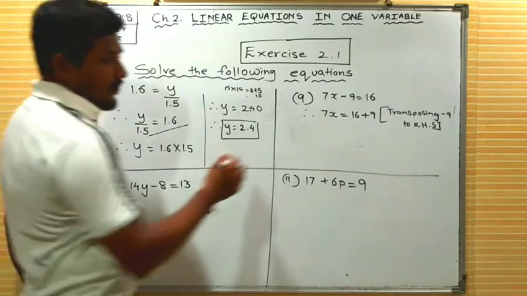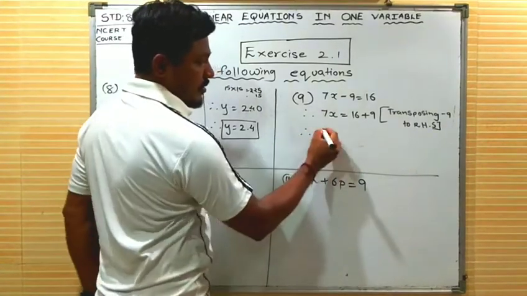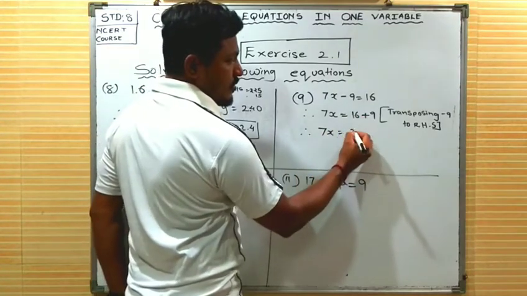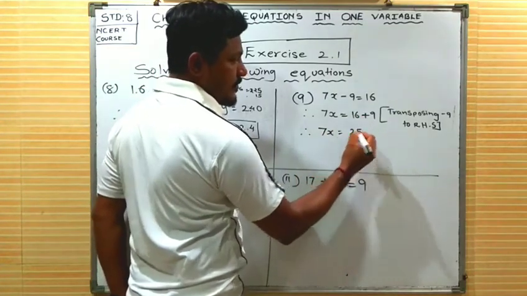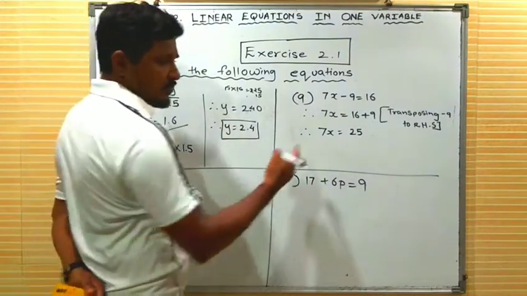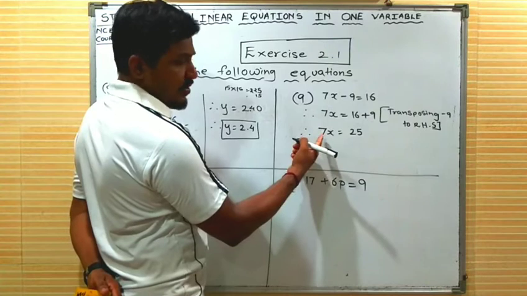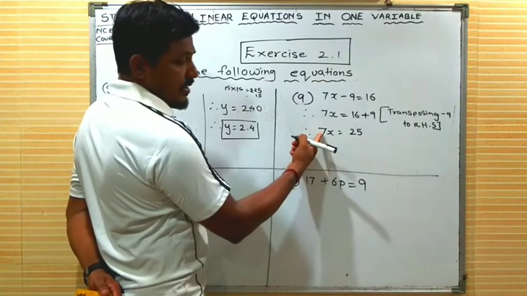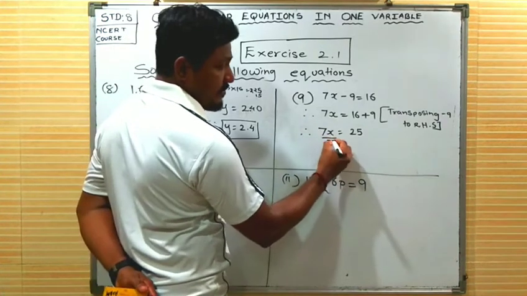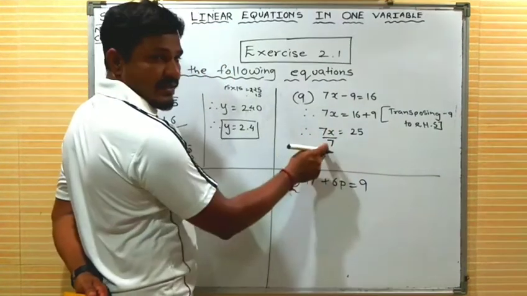While transposing, negative becomes positive. So add it, so it gives 25. Now here I have to reduce this value. I have to cancel this value 7. So what I will do, I will divide this value by 7. So it's going to cancel.